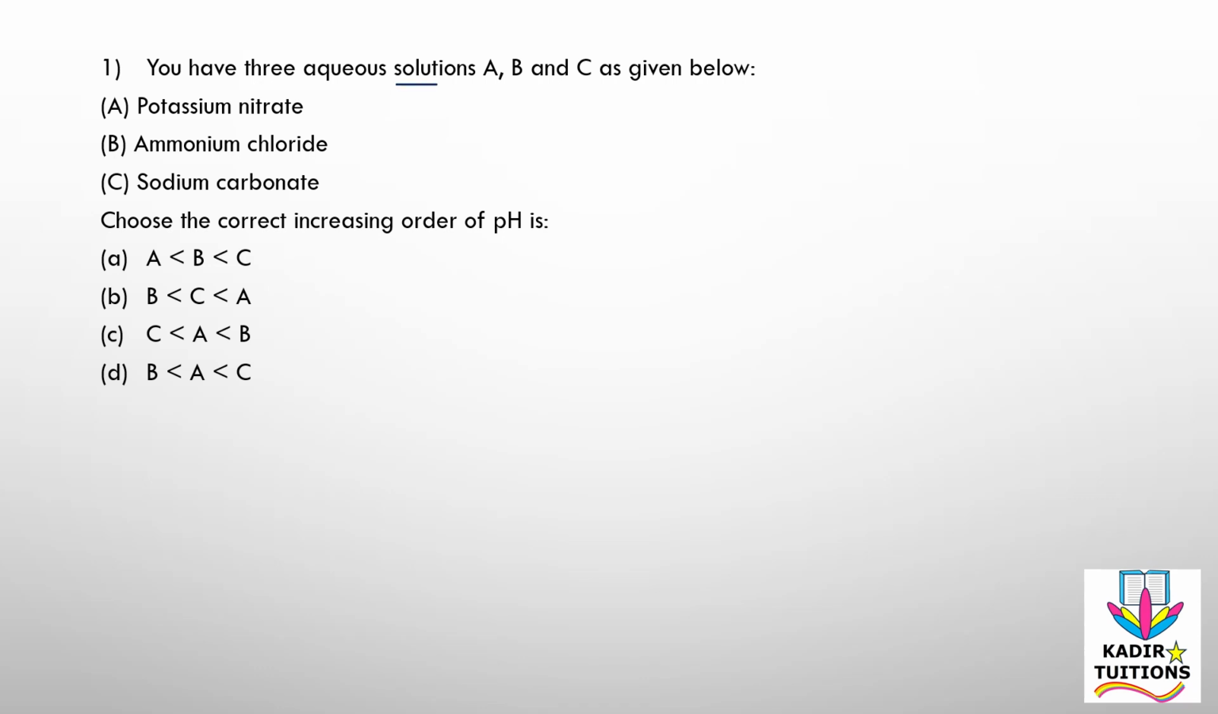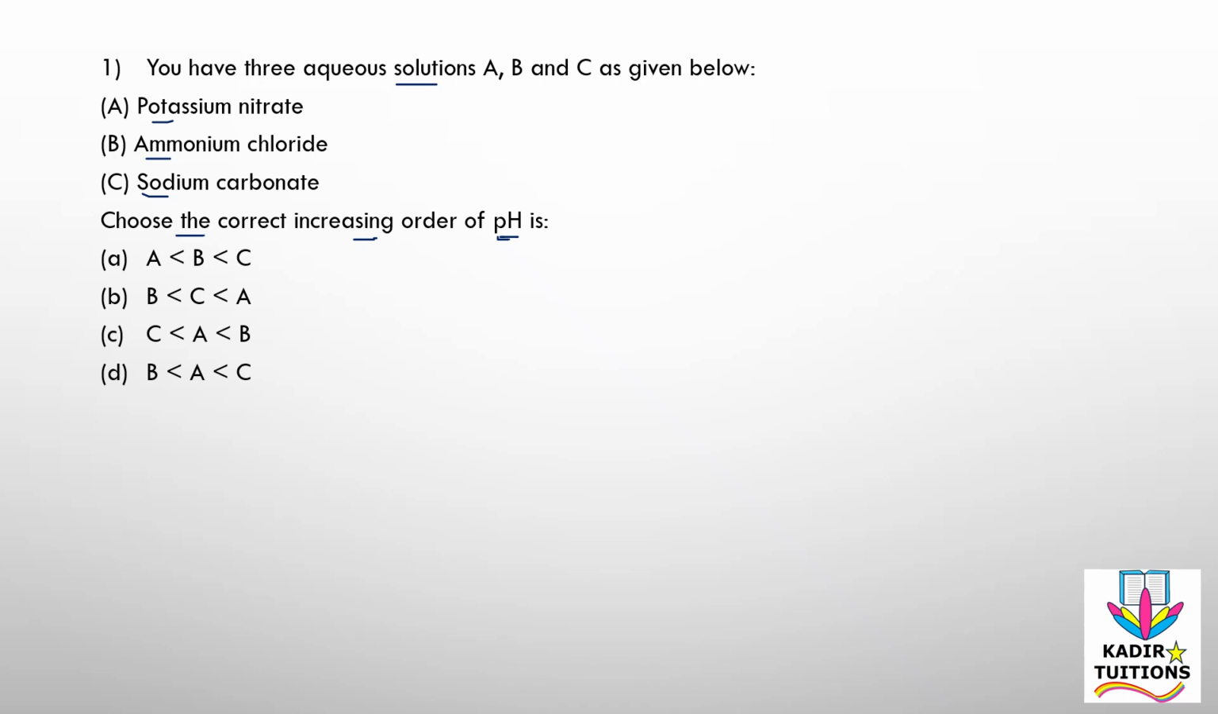You have three aqueous solutions A, B and C as given below. The first one is potassium nitrate, the second one is ammonium chloride, the third one is sodium carbonate, and we have to choose the correct increasing order based on the pH level. First we'll see which type of salt each of the given ones is.